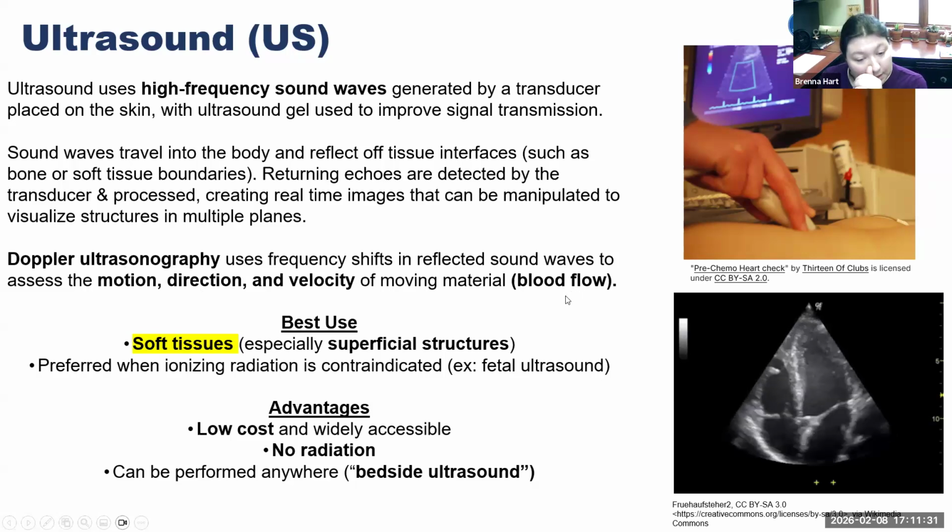So yeah, this would be the number one choice for soft tissues, especially superficial structures, because they reflect back easily. This is also going to be something you want to do when radiation is not recommended, like for fetal ultrasounds. And this is also fairly cheap. It's pretty low cost. Again, no radiation, so that might be preferable depending on the problem. And this can be done anywhere. This time you don't need to bring the patient to the machine. You can bring the machine to the patient. Hence why it's often called bedside ultrasound as well.